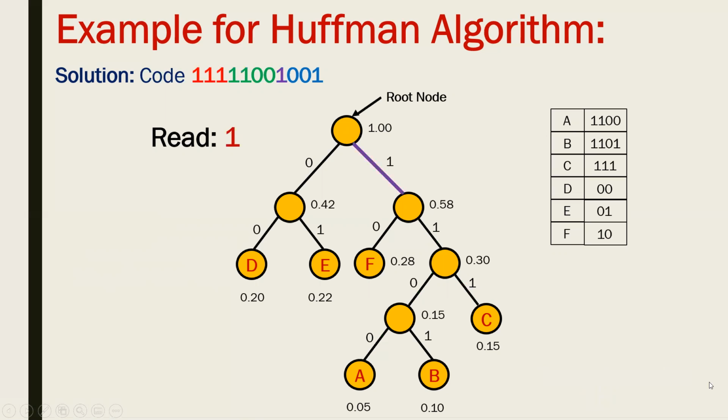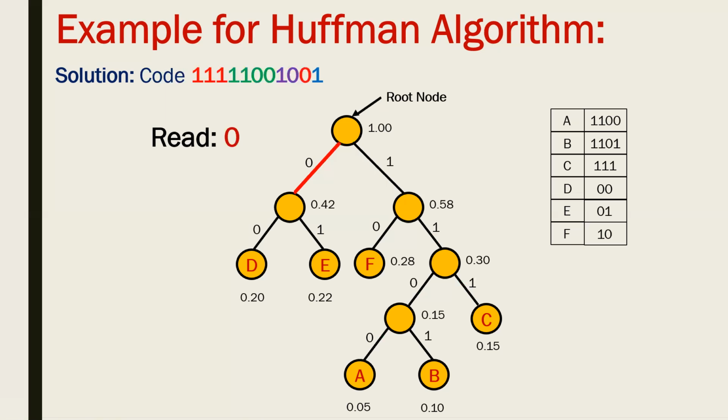Now we read the remaining bits. We read 1 and follow the path towards 1. Then 0, so we move towards 0 and we get a leaf node, which is equivalent to F. So we decode 10 as F, and the total decoded symbol is CAF.